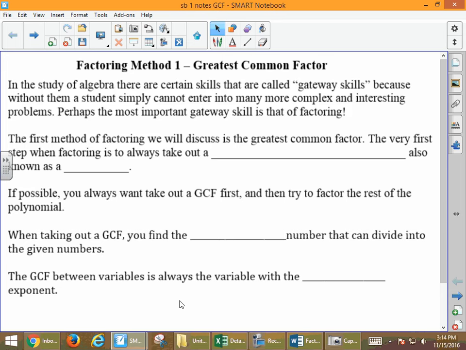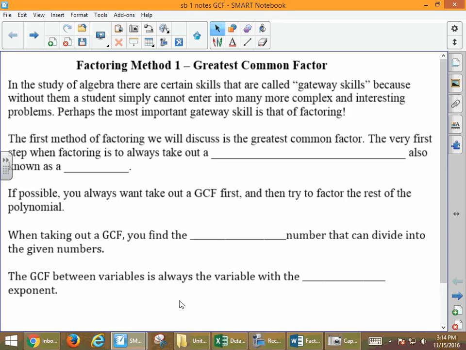In the study of algebra, there are certain skills that are called gateway skills, because without them, students simply cannot enter into many more complex and exciting problems. And probably the most important of those gateway skills is factoring. I usually say that it's the number one skill that you take with you to college algebra or to pre-calculus.